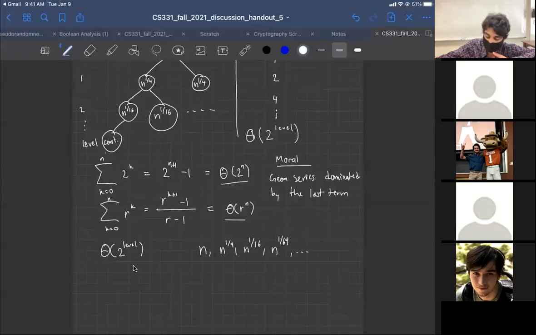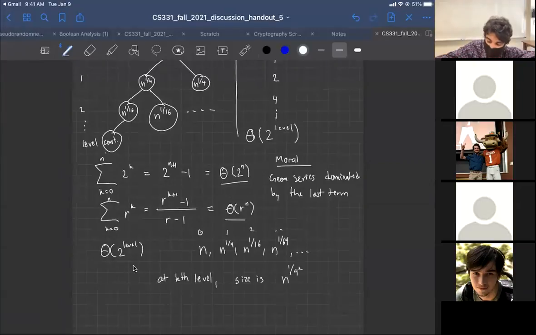Can we think of an expression for this? This is n at the kth level. Let's say this is the 0th level, the 1st level, the 2nd level, and so on. At the kth level, the size of the problem is n to the 1/4 to the k, because we multiply by 1/4 every time we go down a level in the exponent.